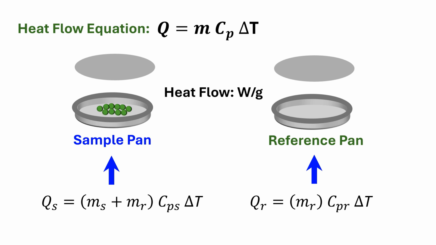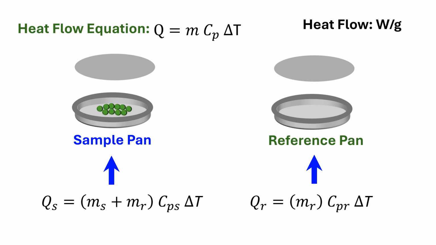Heat flow is commonly presented as watt per gram. Standardizing heat flow by mass of the sample could make the heat flow independent to the mass of the sample. To raise temperature at any level, Qs will be greater than Qr since mass of the sample and pan is higher compared to the blank reference pan. Therefore, we need to supply more heat.